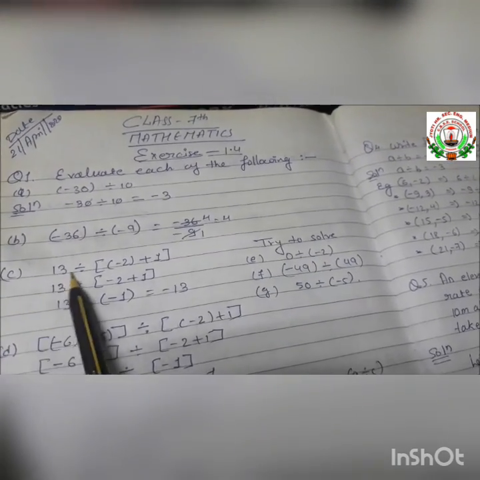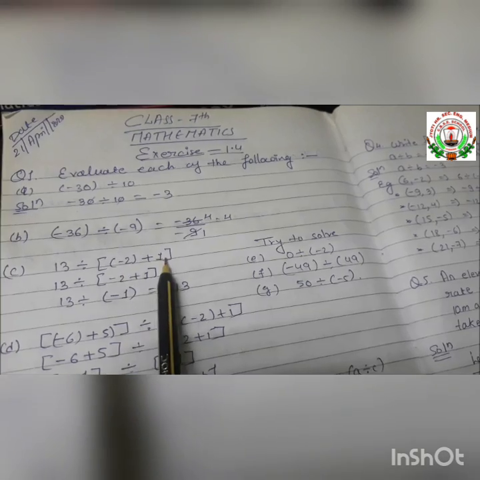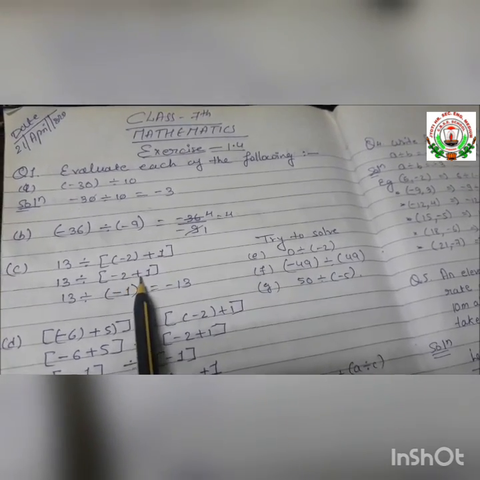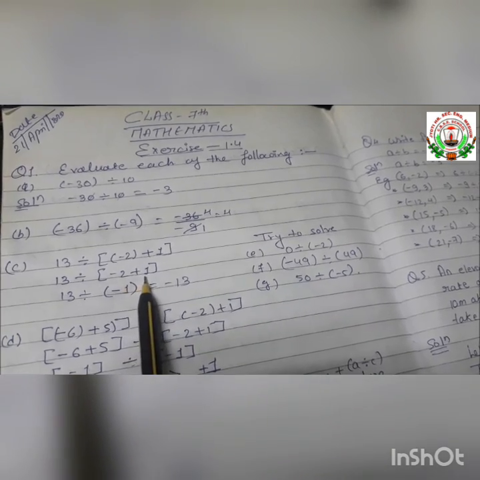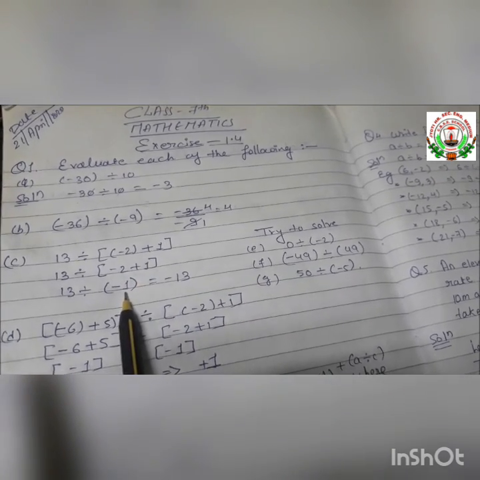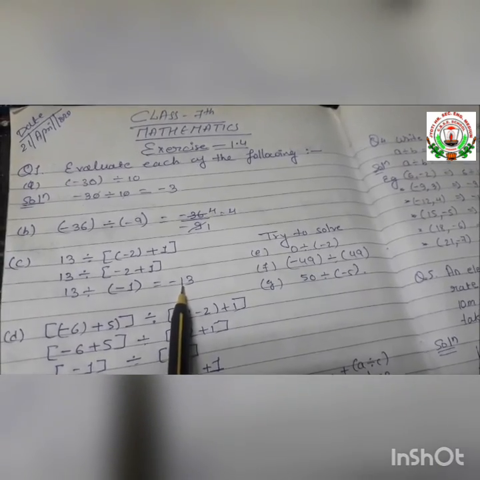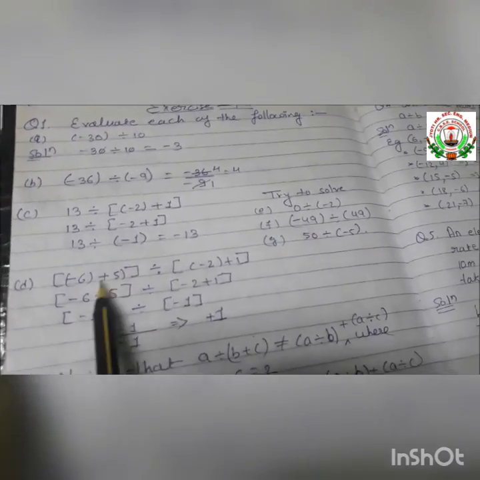Then C part, 13 divided by (minus 2 plus 1). Here open the bracket, so it becomes minus 2 plus 1. Minus 2 will be added with plus 1, the answer will be minus 1, isn't it? Now 13 divided by minus 1, the answer will be minus 13.